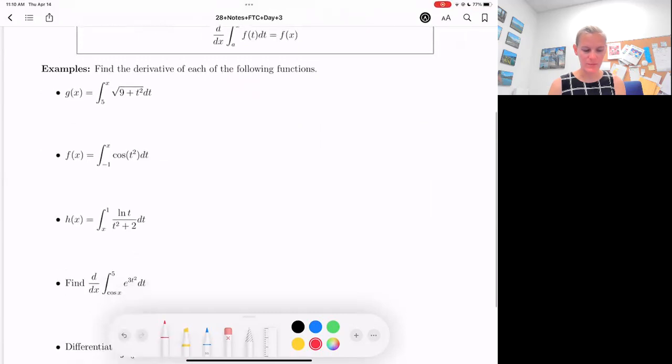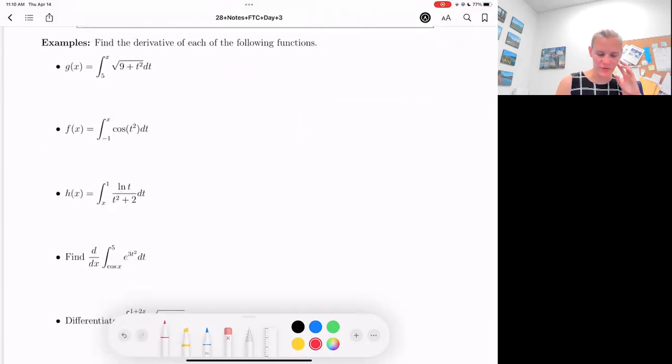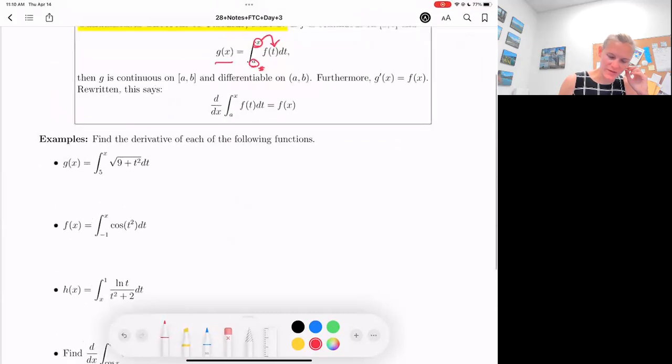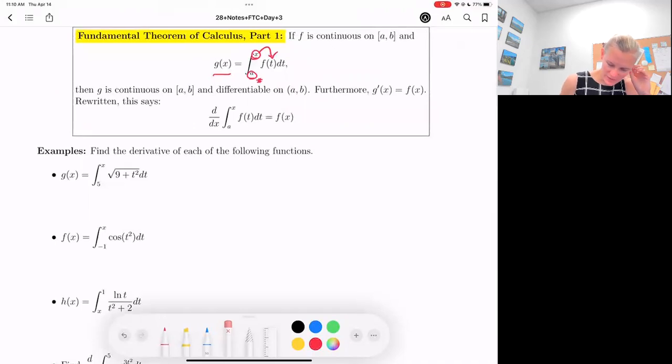So this problem is asking us to take the derivative of each of the following functions. So if I notice this is set up, I've got a number on the bottom, I have an x up top, and I have a function inside. So the fundamental theorem of calculus tells me if I want to take the derivative of this integral, I just plug x into that expression. So I just get square root of 9 plus x squared out.